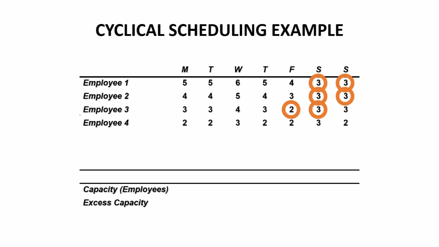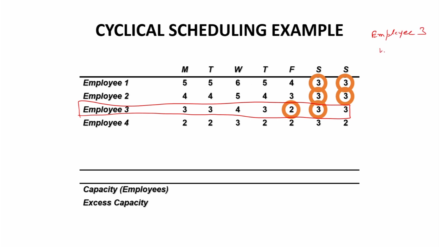Employee 3 has a weekly off on Friday and Saturday. Okay. And then we will see that on employee 4.